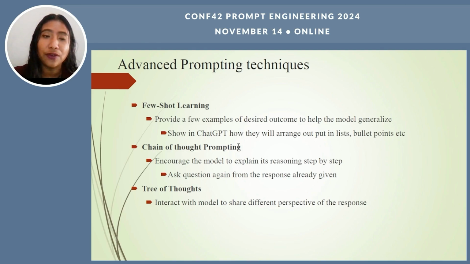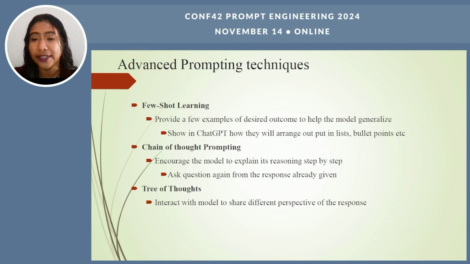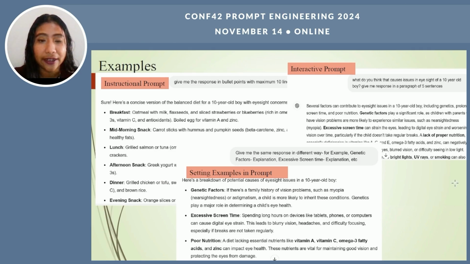But about chain of thought prompting. Chain of thought prompting encourages the model to explain its reasoning step by step. For example, they are telling genetic factors, and they are mentioning some reason. Like if there is a family history of vision problems such as myopia and astigmatism, the child is more likely to inherit these conditions. This is what they mention in the genetic factors, and genetics plays more of a role in determining a child's eyesight.